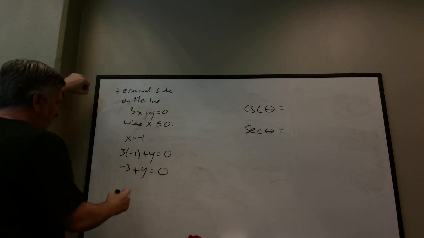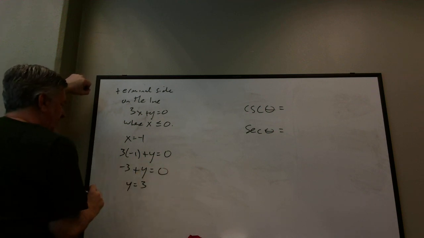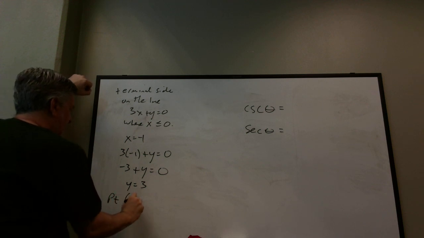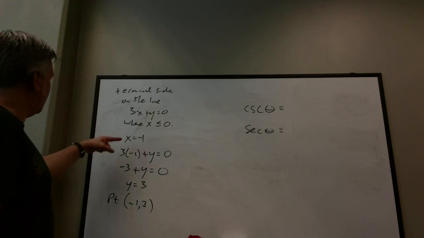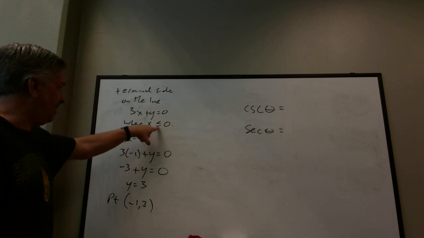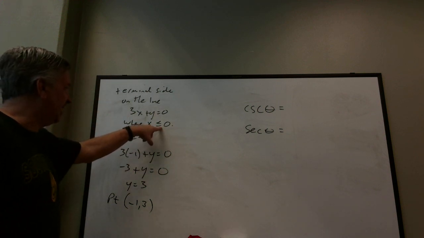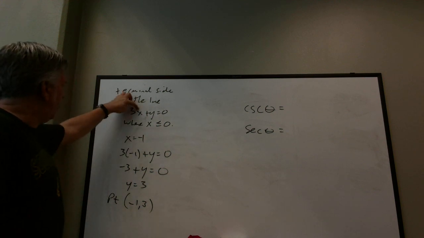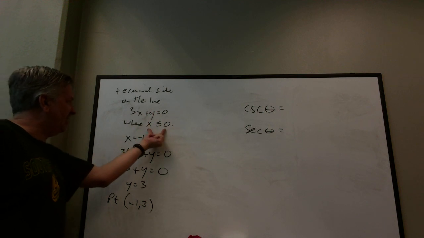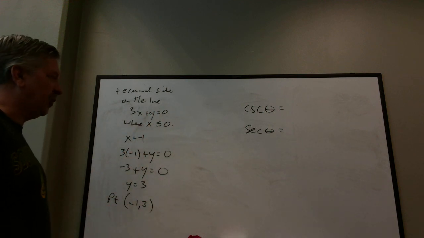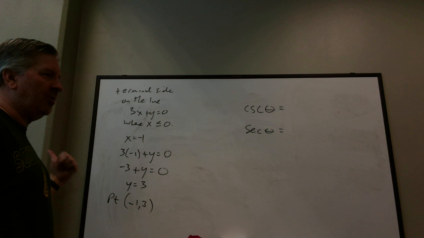And if you add 3 to both sides, you get y is 3. So the point we're interested in here is negative 1, 3. Okay, so I just picked negative 1 out of thin air. Now I made sure it was less than 0 to satisfy this. Okay, and I got y would have to be 3. So this is a point on this line that satisfies that condition. So this is a point on the terminal side of the angle. Now we're back to where we were before.